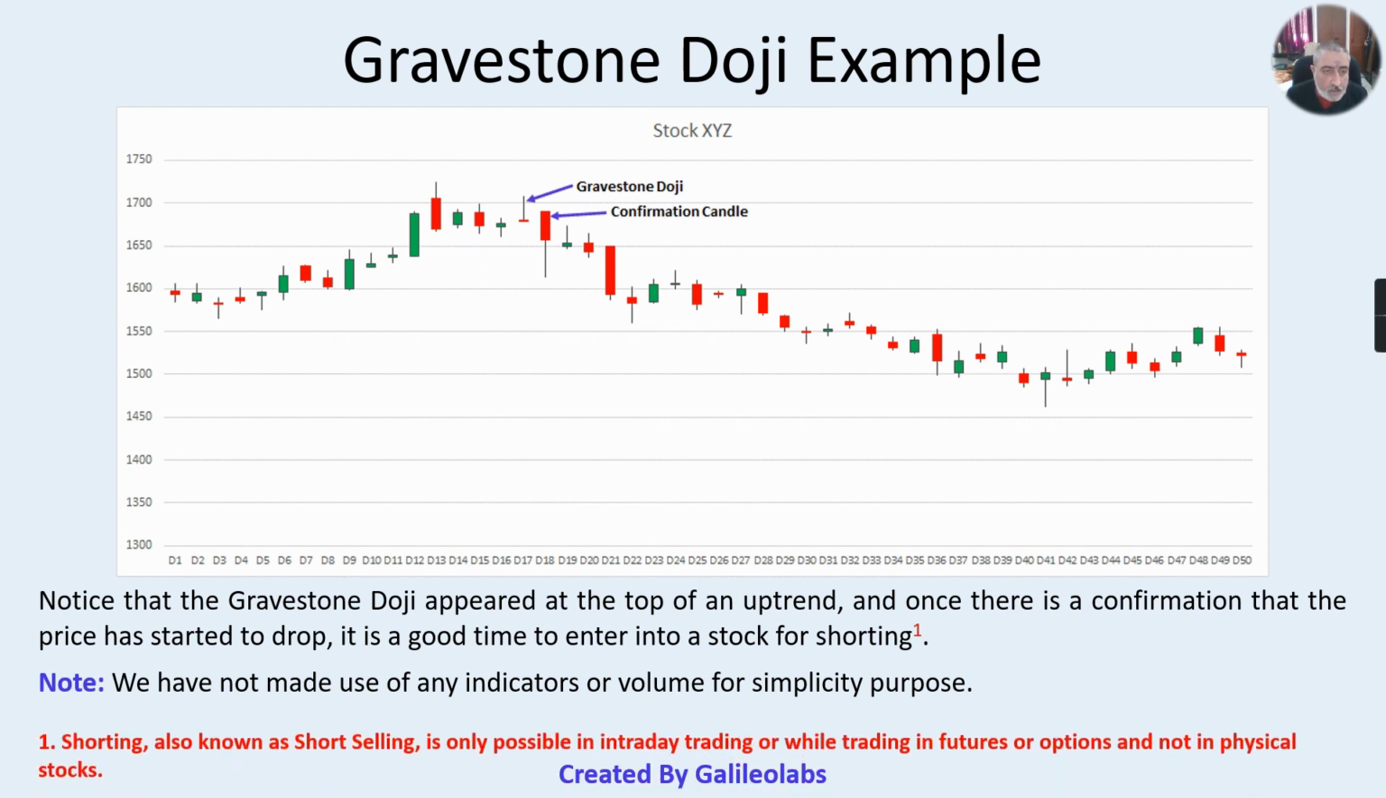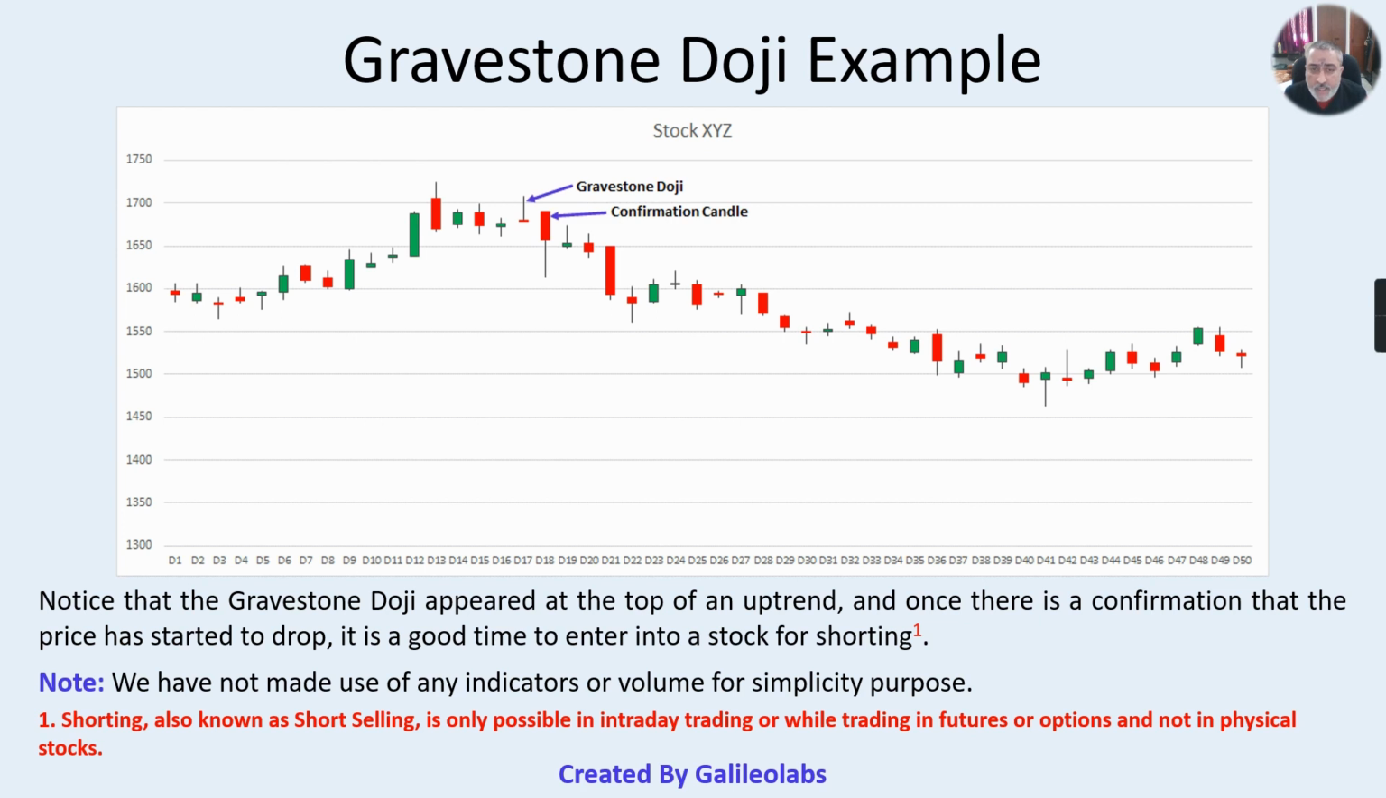Now what is shorting? It is also known as short selling. This is only possible in intraday trading or while trading in futures and options. It is not applicable while trading in physical stocks, that means equity. Please do remember this point. I mean, this is very important. One should not forget this. You can short physical stocks, but only in intraday, not in swing or positional trading.